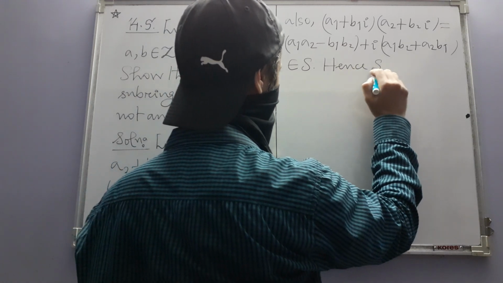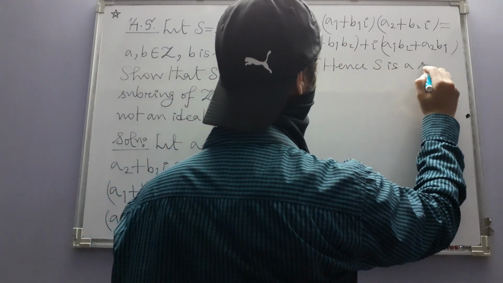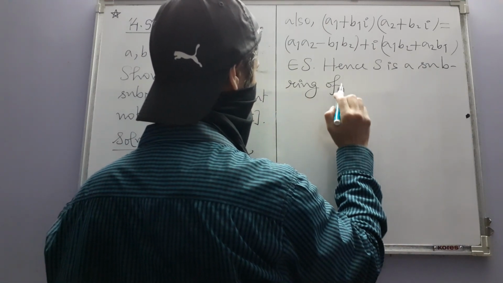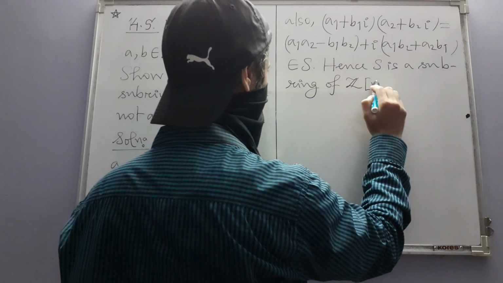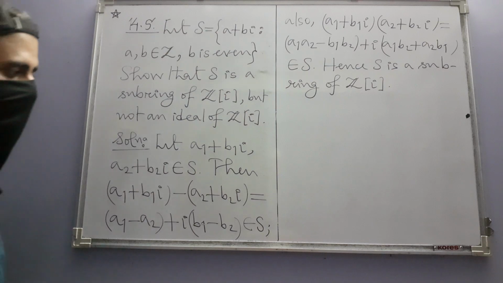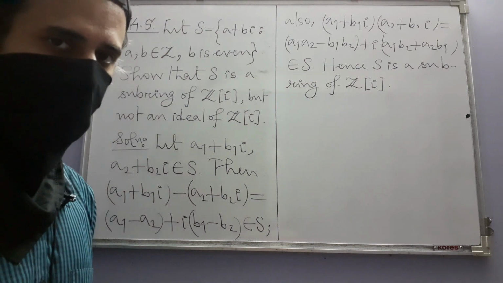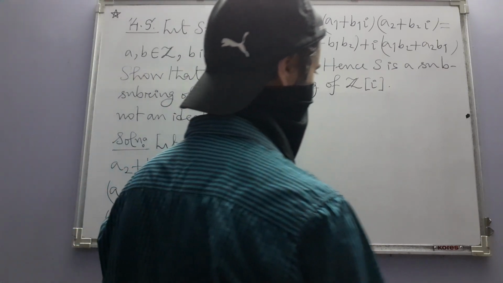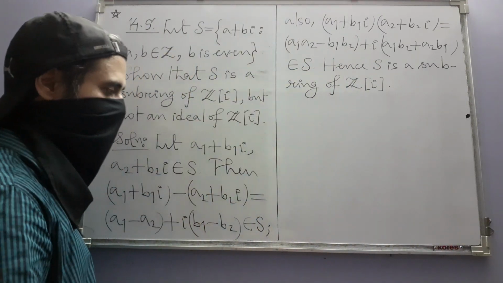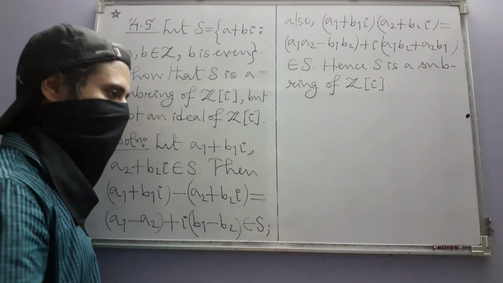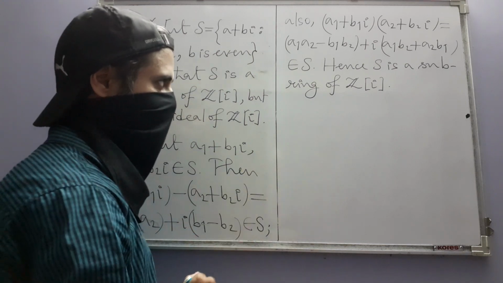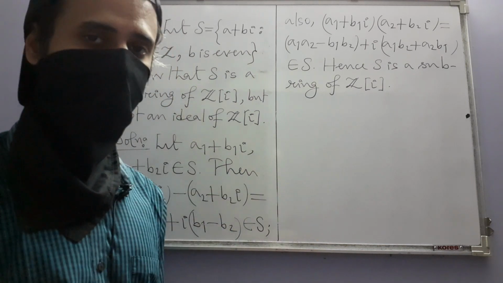Hence, S is a subring of the ring of Gaussian integers. But now you have to show that it's not an ideal. And for that, what is it that you have to show? You take an element in S and you take an arbitrary Gaussian integer and show that their product is in fact not an element in S.